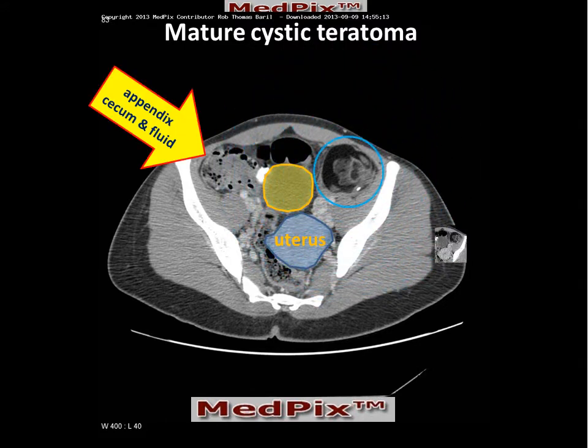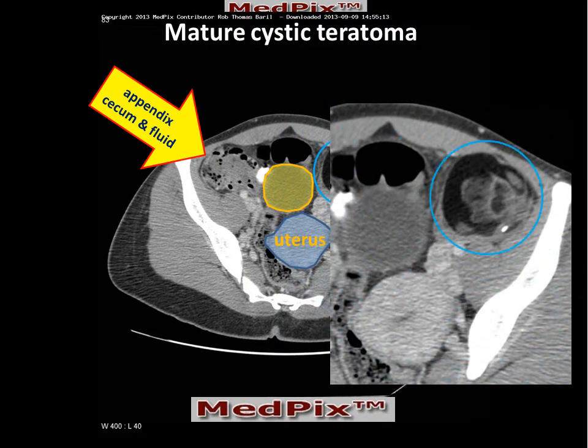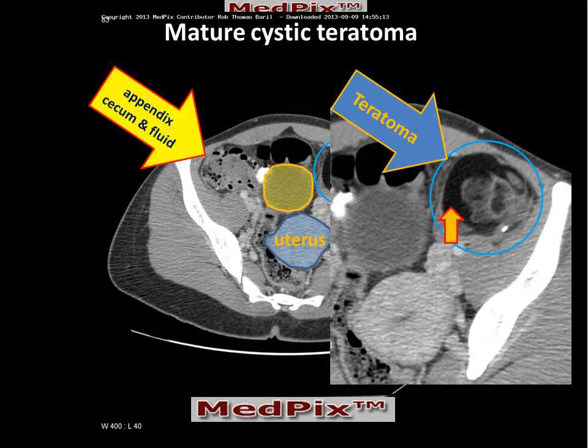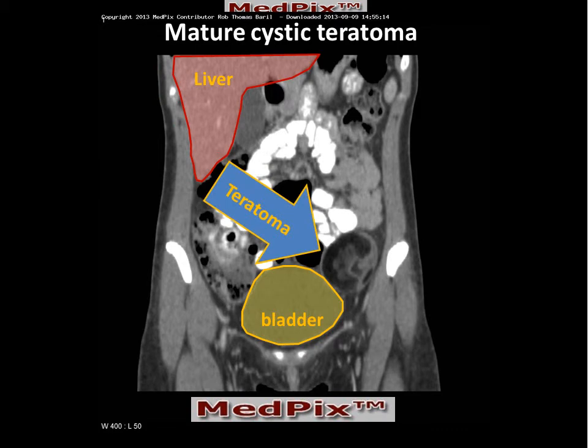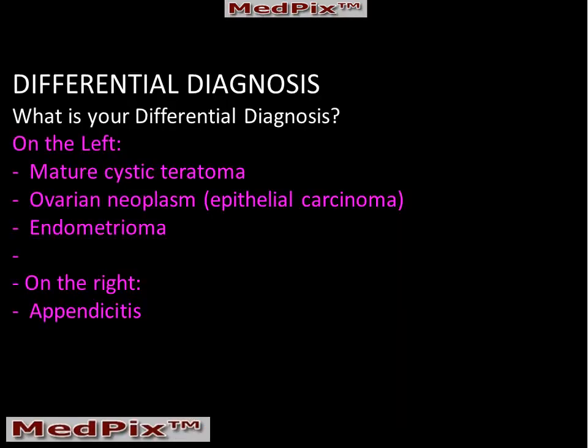We can see, in addition to the presence of the soft tissue, that the patient also has lipid material and a small calcification, barely noticeable unless you pay attention. Again, looking at the coronal image, the liver, the bladder, and this teratoma in the left lower quadrant. The patient also had appendicitis, which was confirmed at surgery.